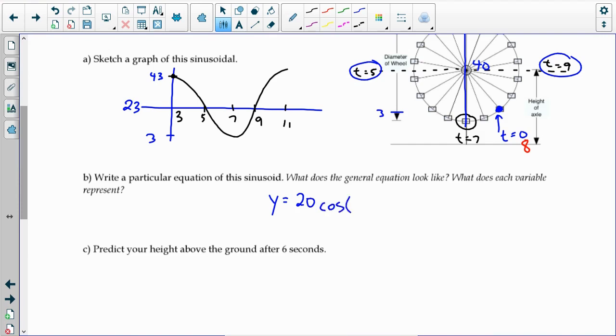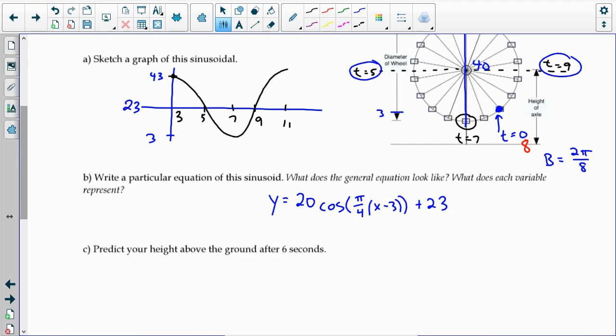Cosine of b, well, I need to figure out what b is. B is 2 pi divided by the period. The period appears to be 8. So b is going to be pi over 4. I have a horizontal shift or a phase shift of 3 to the right. And then my vertical shift is 23. So I have y equals 20 cosine of pi over 4 times (x minus 3) plus 23.